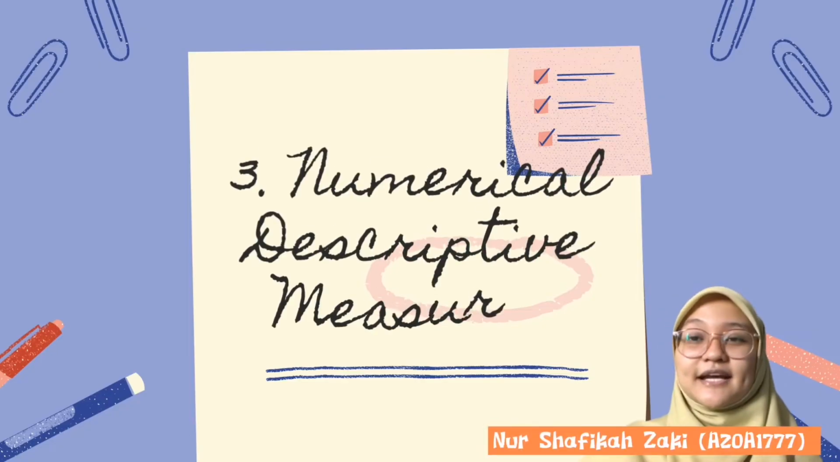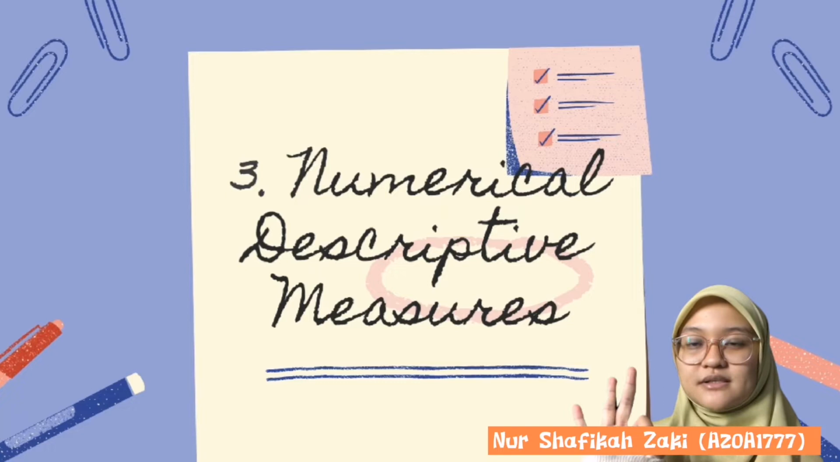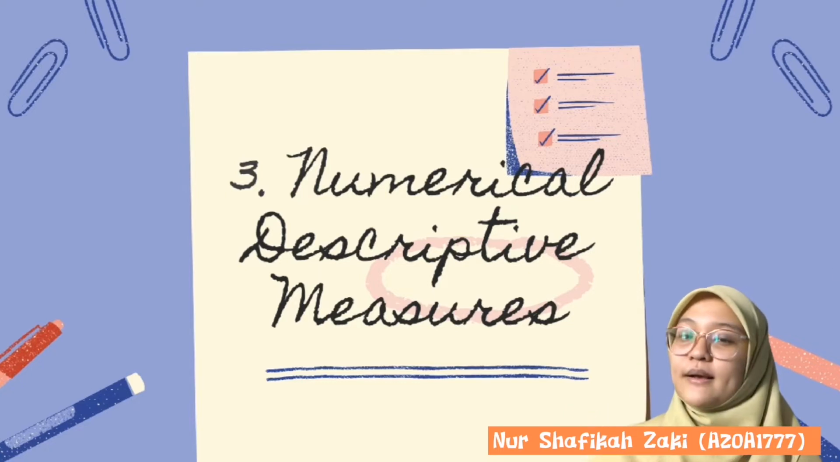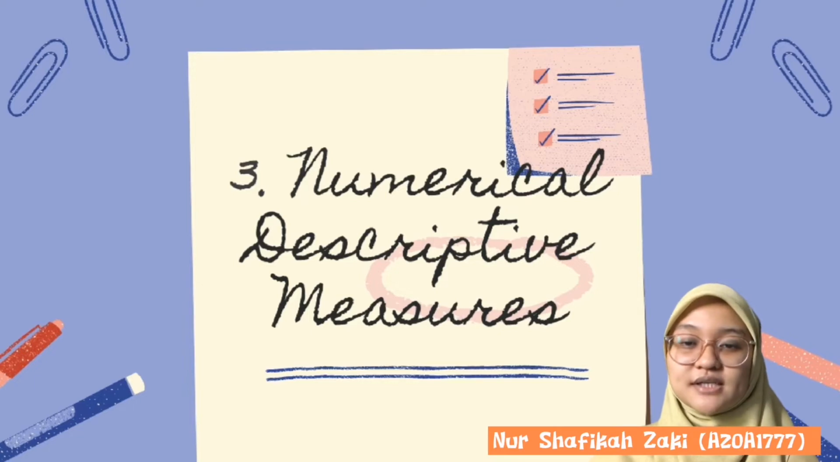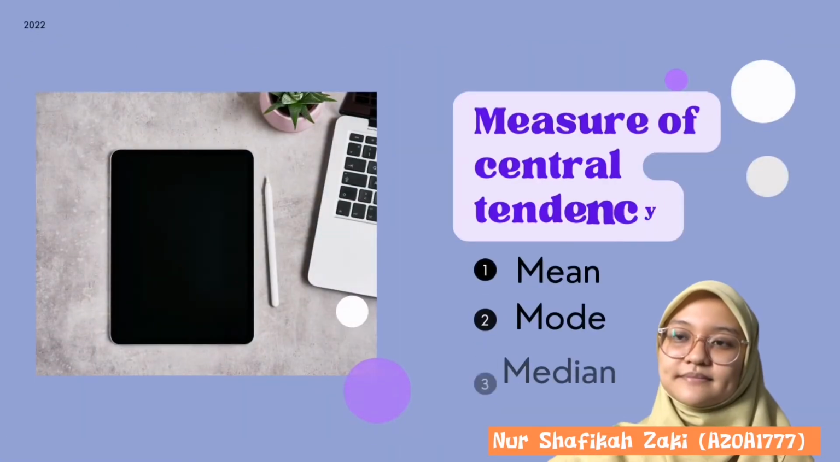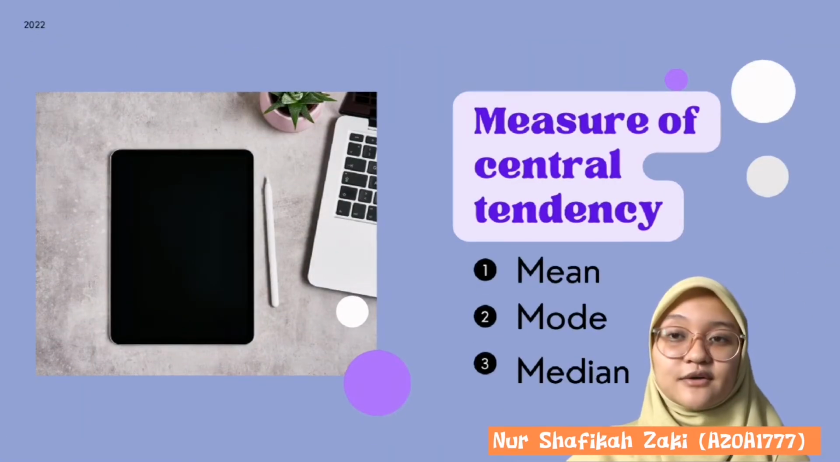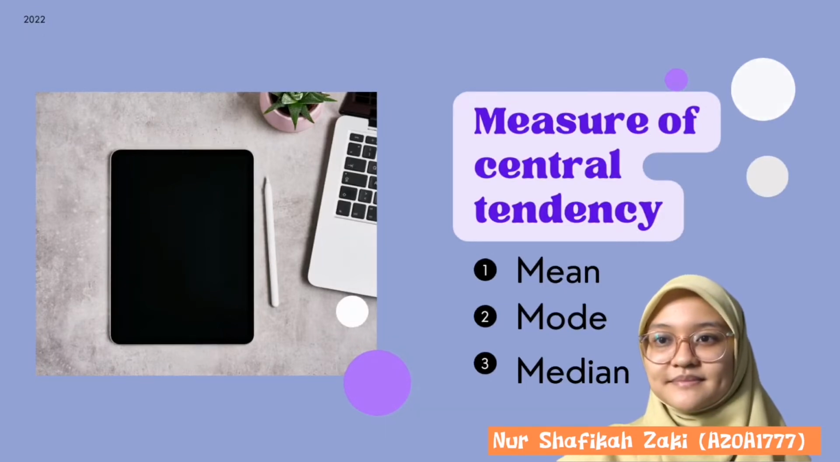Thank you, Emily. Now we move to the numerical descriptive measures. There are 3 types of measure. The first one is measure of central tendency. The second one is measure of position, and the third one is measure of variation. So we move to the first one. First, measure of central tendency. We have mean, mode, and median.